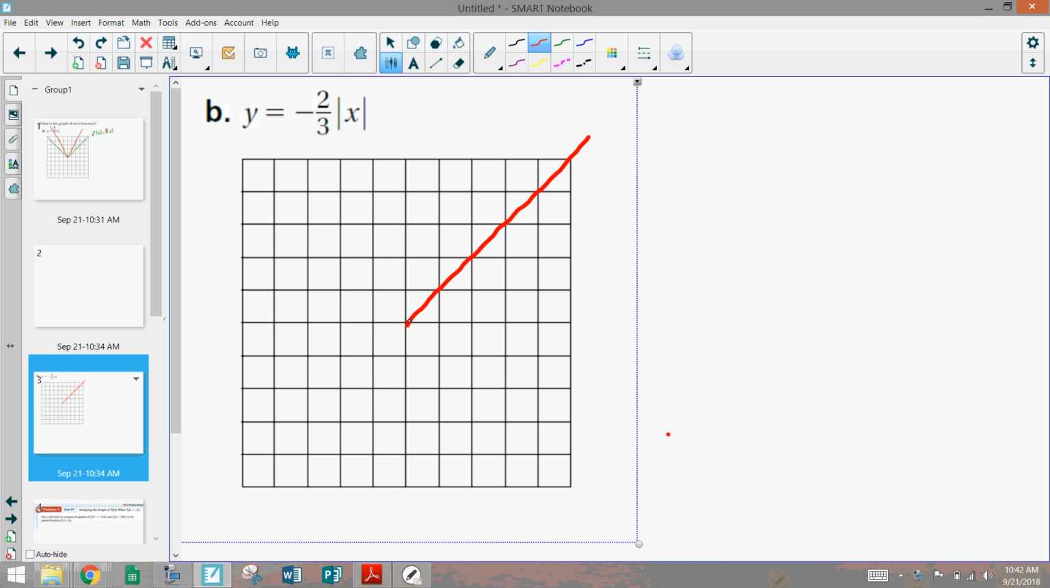Call this one the absolute value parent function. After that, I'm going to draw first y equals 2/3 absolute value of x. I'm going to draw this. So what is the slope here? Rise over run: 3, 2, 1, 2, 3.